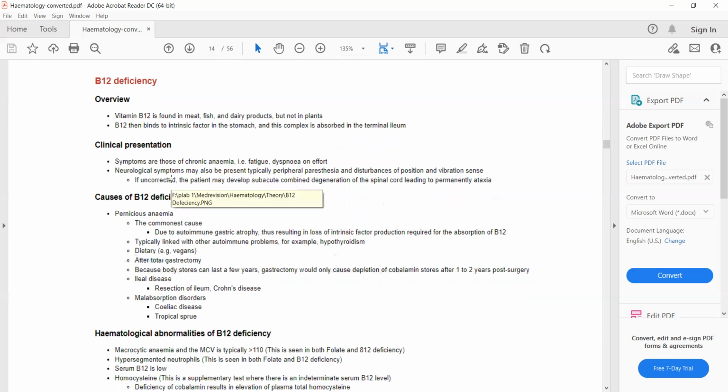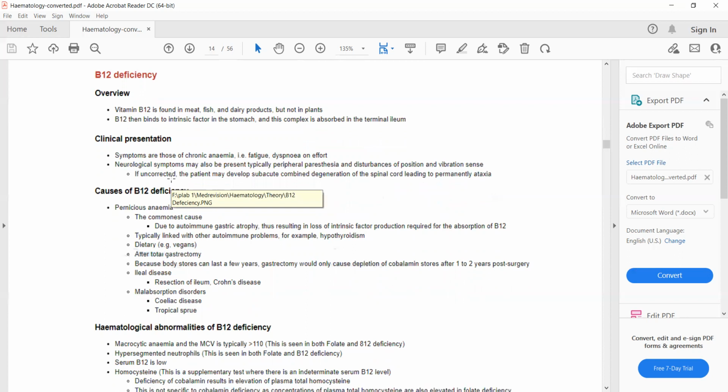Clinical presentation is the same as other anemias, that is fatigue and dyspnea on effort. Remember that vitamin B12 is required for the myelination of the nerves in the central nervous system as well as the peripheral nervous system. So in vitamin B12 deficiency, the patient will have signs and symptoms of anemia, and also neurological symptoms such as peripheral paresthesia and disturbances of position and vibration sense. And if uncorrected, the patient may develop subacute combined degeneration of the spinal cord, leading to permanent ataxia.